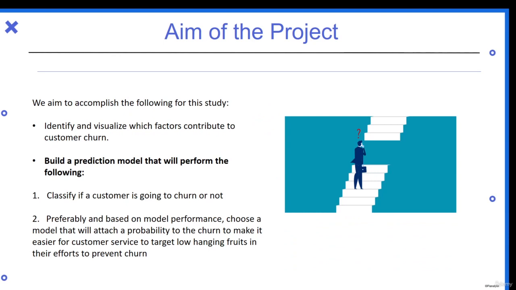And then we'll build a prediction model that will classify whether a customer is going to churn or not, and based on model performance we'll choose a model that will attach a probability to the churn, to make it easier for customer service to target low-hanging fruits in their efforts to prevent churn. That means it will help the bank prevent customers from churning. They'll provide some additional services which will help them prevent their customers from leaving the bank. This is a very fruitful problem if proved successful for the bank.